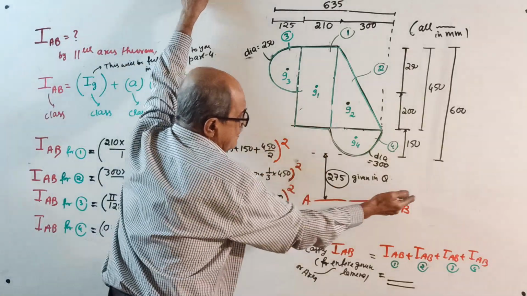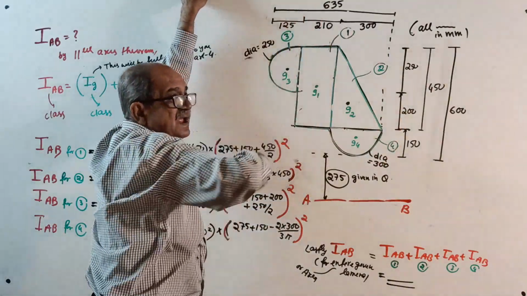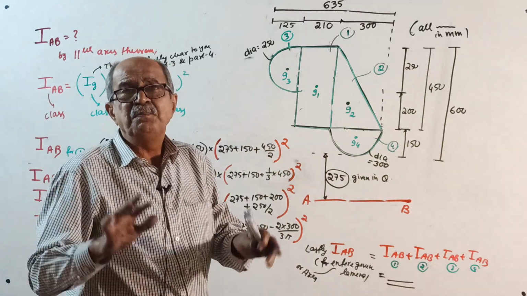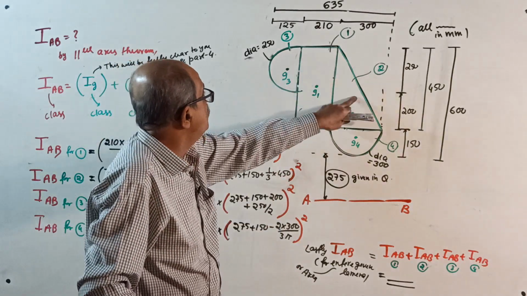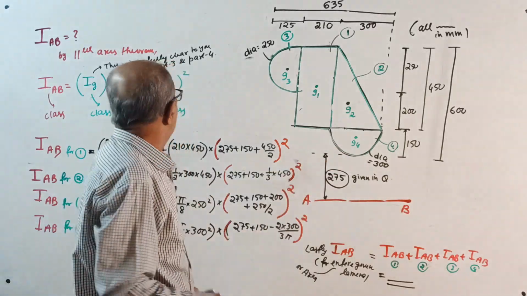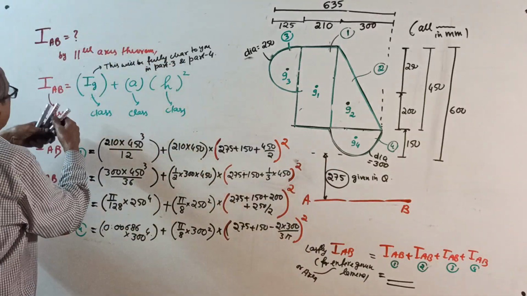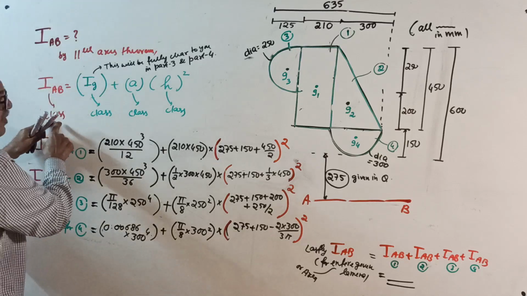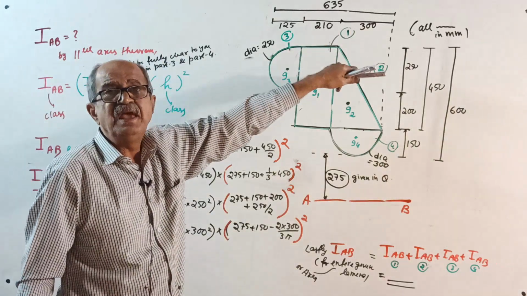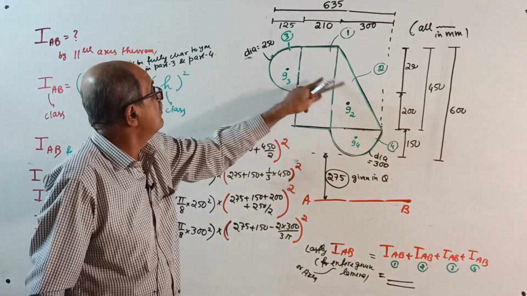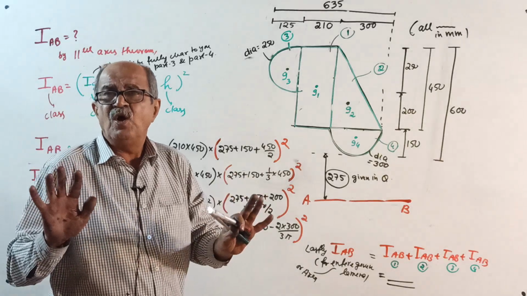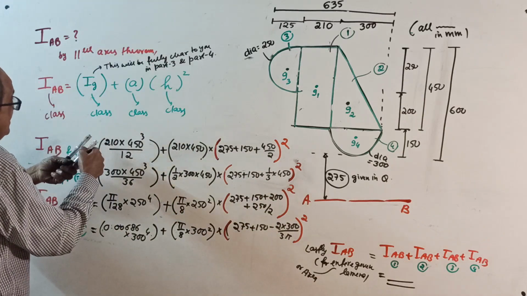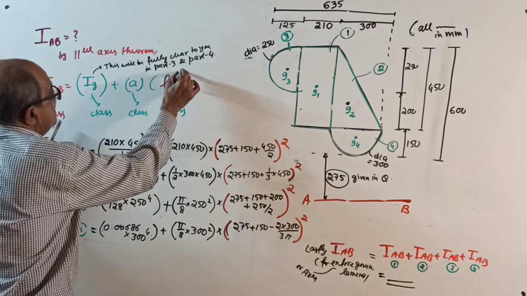We want the moment of inertia about AB for the entire area. So write whatever I dictate. Consider part by part, 1, 2, 3, 4 separately. In general, by the parallel axis theorem, I about AB of any part, either 1 or 2 or 3 or 4, is IG plus A H square, where H is in red color.